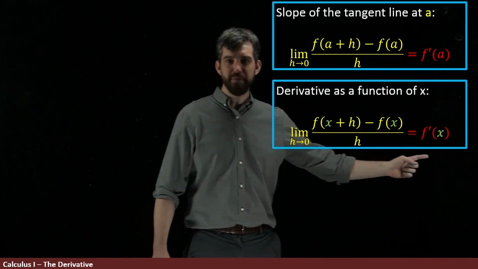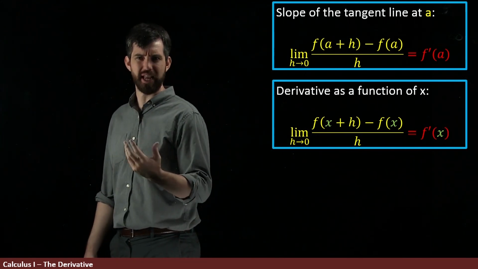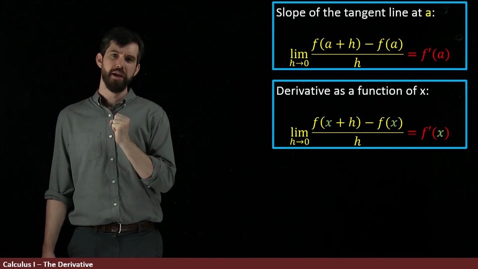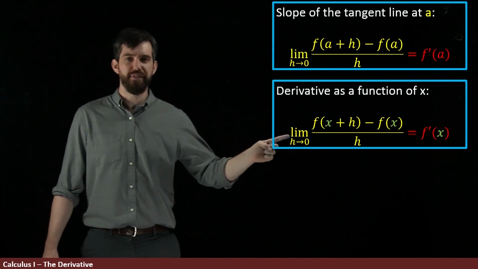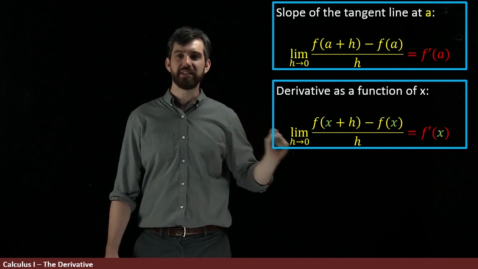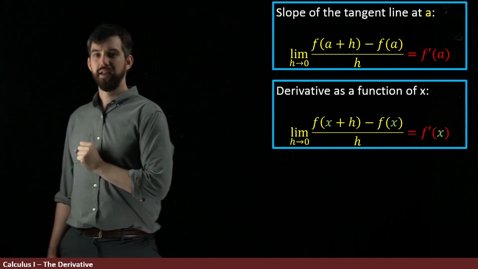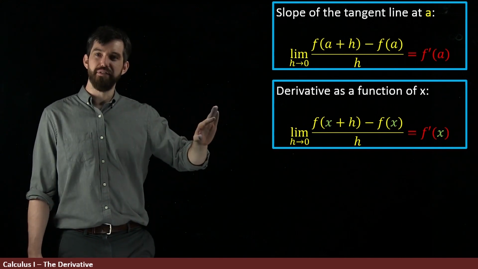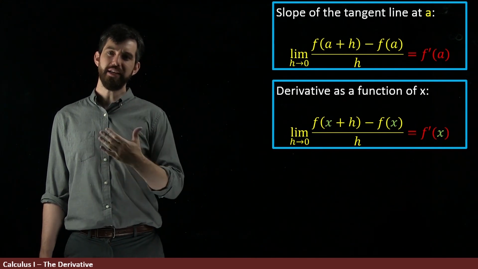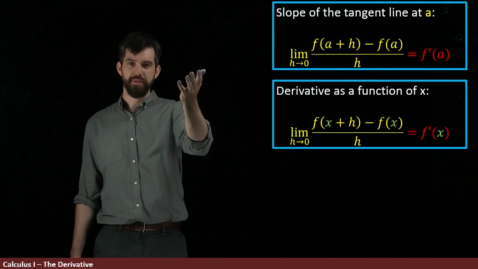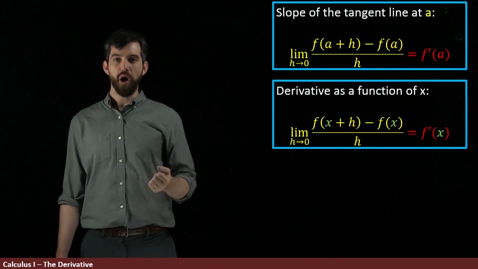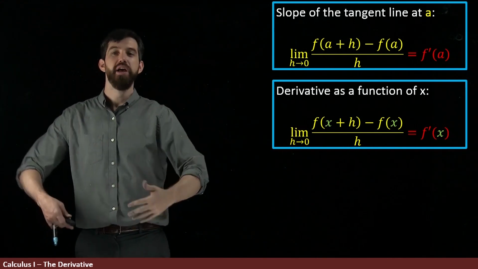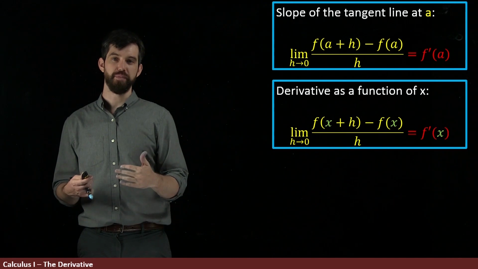I write f prime of x, where x usually denotes a variable in a function, and a is like a specific specified point. But I do the exact same thing. f of x plus h minus f of x all divided by h is the derivative at the value of x when I take the limit as h goes to 0. I'm thinking of this as a function. That is, if you give me some function f, I could go and do this computation and hopefully come out with another function, the derivative of the function you gave me.